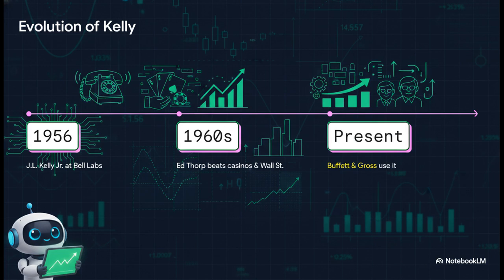Wait, so a noisy phone line is essentially the same mathematical problem as a highly volatile stock market? Yes, mathematically they are absolutely identical. The signal is your trading edge, and the noise is the random daily volatility of the market.